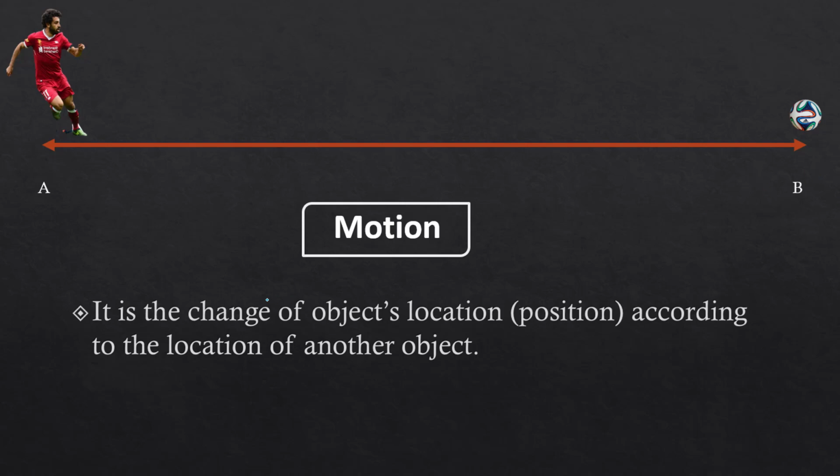That's right, it's easy. But what is the meaning of according to the location of another object? The location of another object, it's us, like now, because we are the observers. So Muhammad Salah changed his position from A to B. So Muhammad Salah made a motion or made a movement.